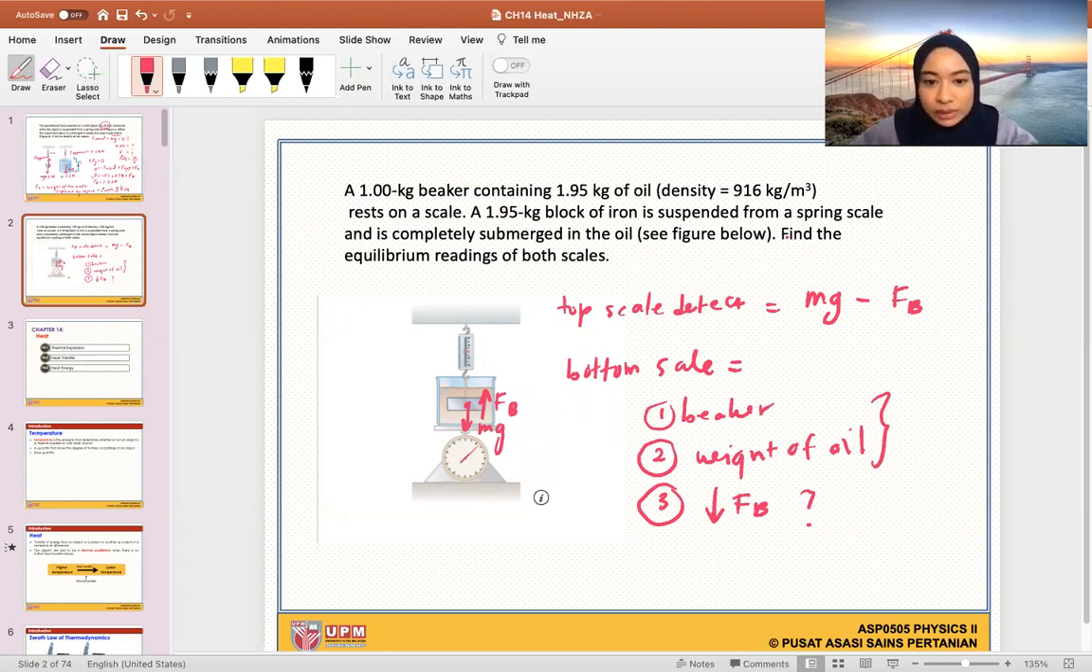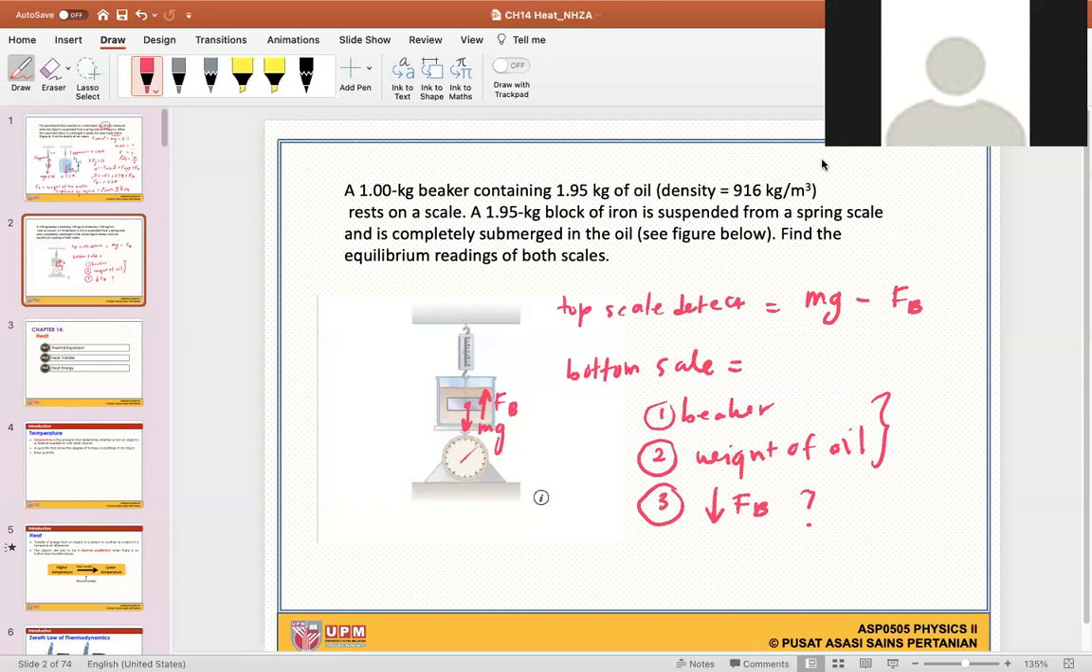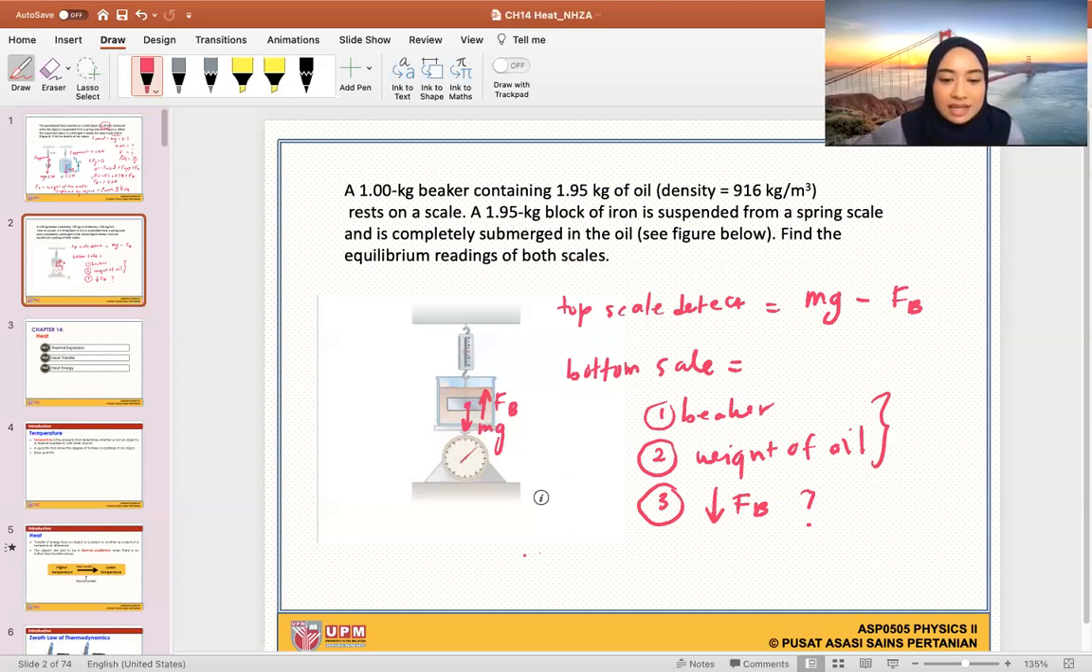Okay, so remember I told you when your object is not accelerating upwards or downwards, what's going on? Equilibrium. In equilibrium, right? So F net is equal to 0. If we know that something is going up on the iron block, there is definitely something going down on the iron block as well. So this something that is going down, which is FB, is detected by the bottom scale.